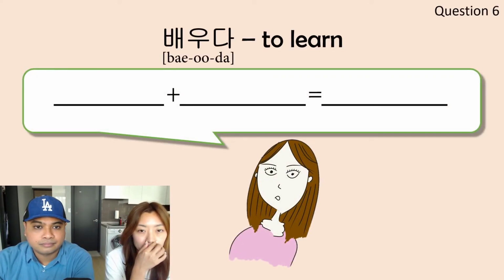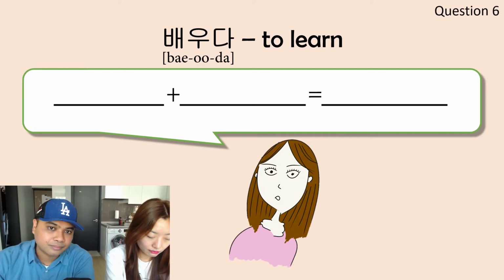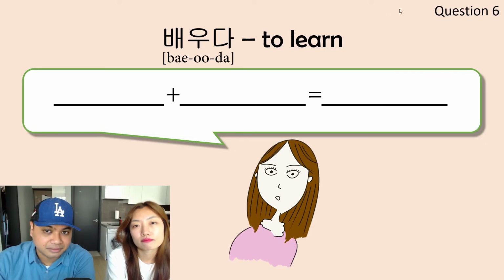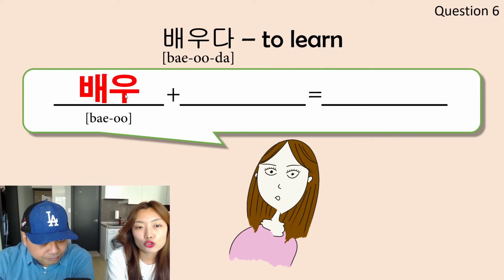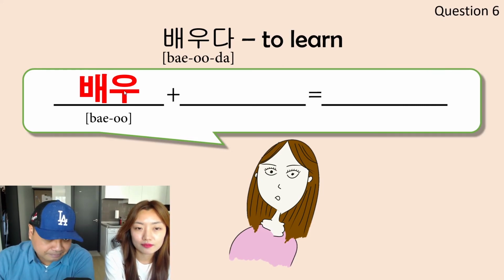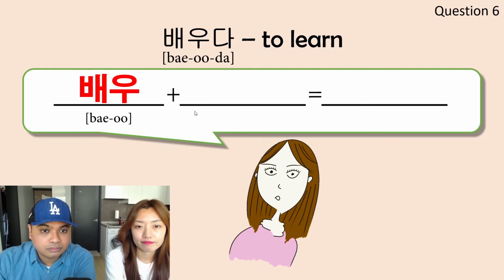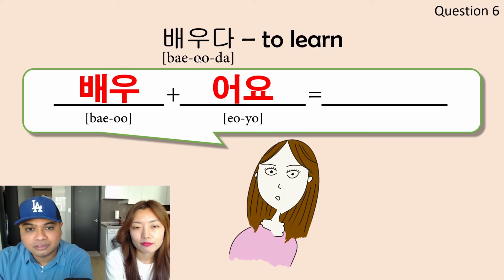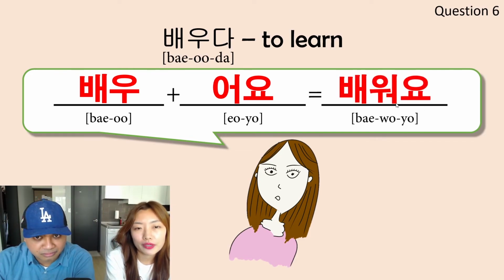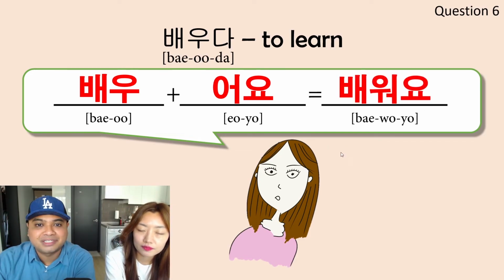배우다 means to learn. And then, of course, we need to take out the da, right? So we're left with 배우. Then we look at the last vowel. It's u. It's not an a, it's not an o. So we need to add 어요, and this turns into 배워요. 배워요, right? All right.